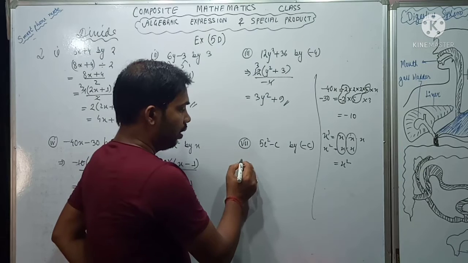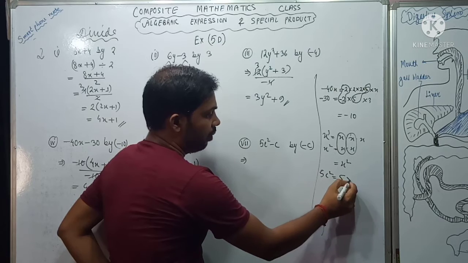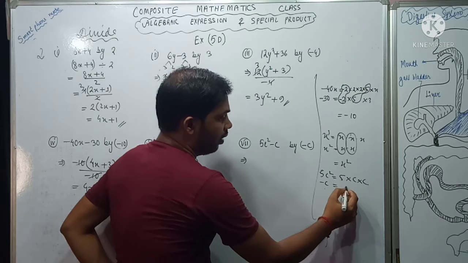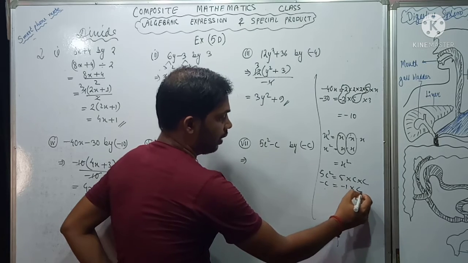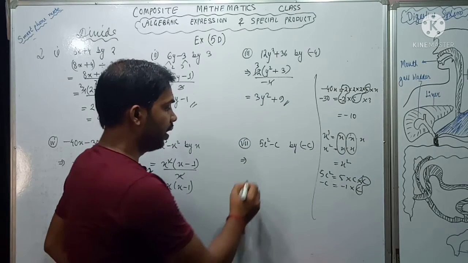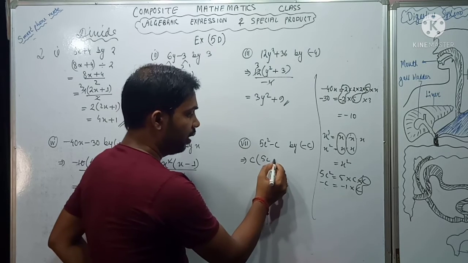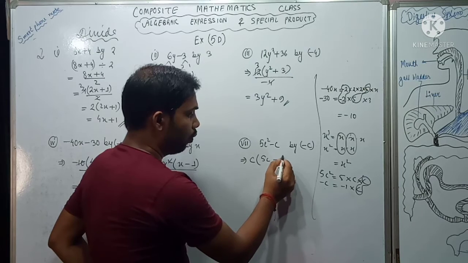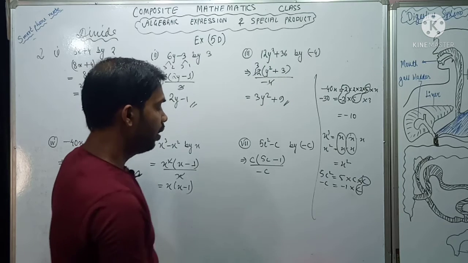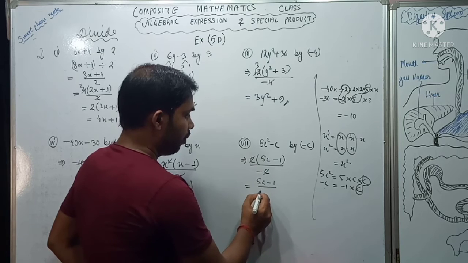Next you see this one. So it is 5c square minus c. So 5c square, we can write 5 into c, and minus c, we can write it as minus 1 into c. So what common is coming out? So it is c. So we will take out c common. So it will be left with 5c, then minus 1, divided by minus c. So c cancel, it will be left with 5c minus 1 by minus 1.